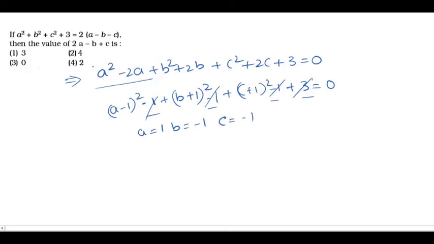We just substitute this. 2a minus b is plus 1. I'm sorry, 2a is just 2 and c is minus 1. Gets cancelled. We get 2.